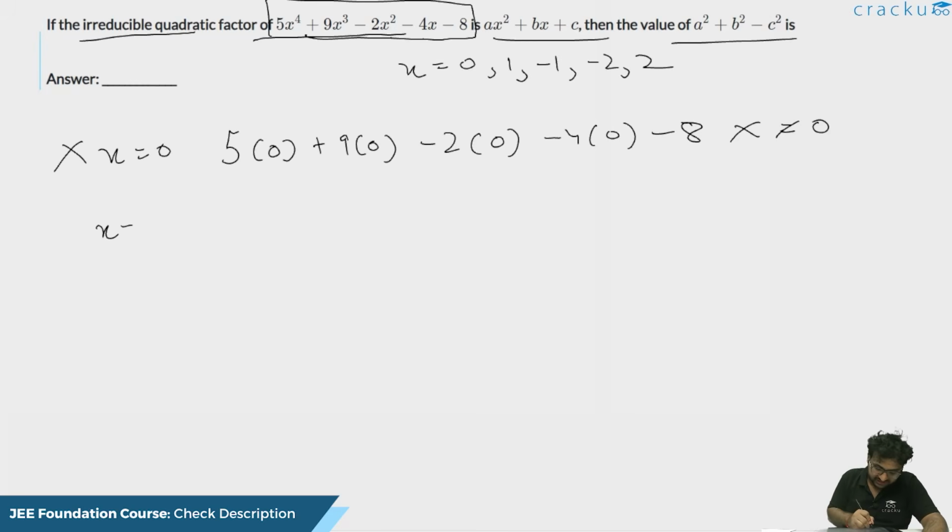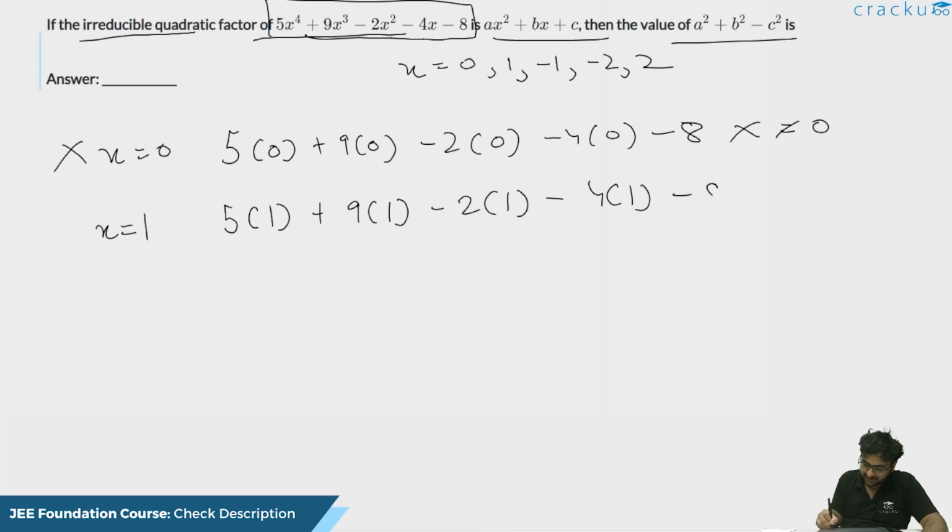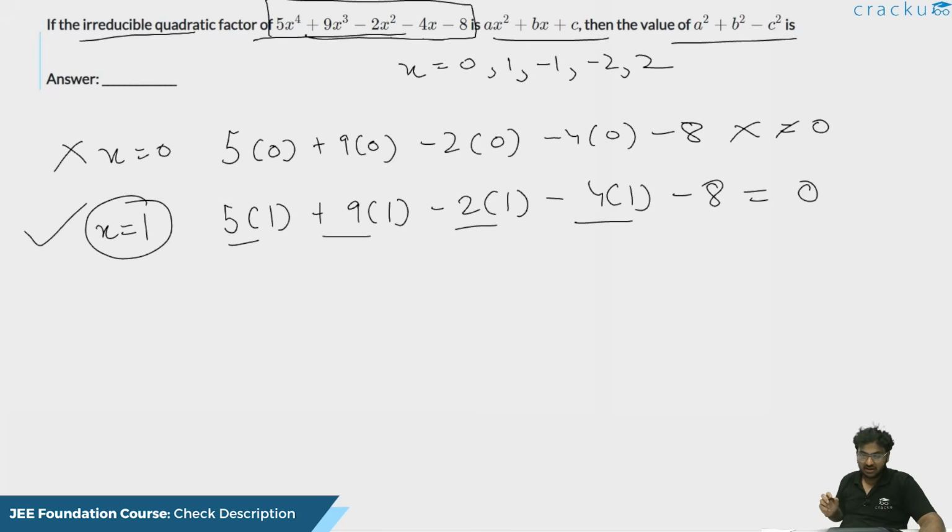Now let me put x equal to 1. So it would be 5 into 1 plus 9 into 1 minus 2 into 1 minus 4 into 1 minus 8. So 5 plus 9 is 14. 14 minus 2 is 12. 12 minus 4 is 8. 8 minus 8 is 0. Therefore, I can say this is one of the roots. Now let us put x equal to 2. So 5 into 2 power 4 is what?